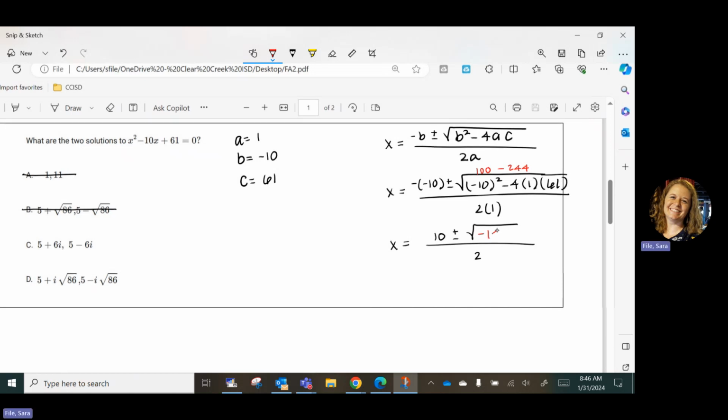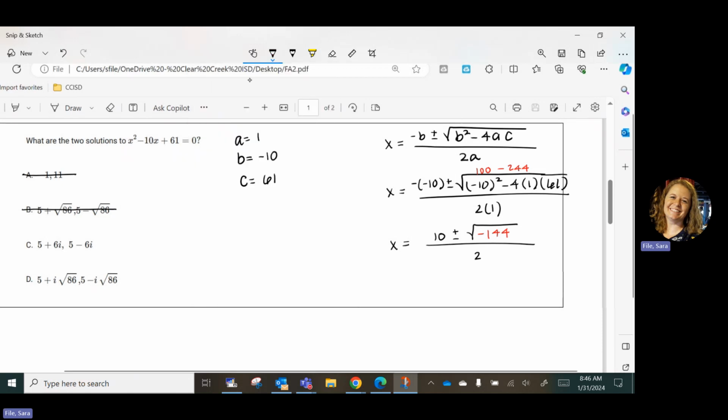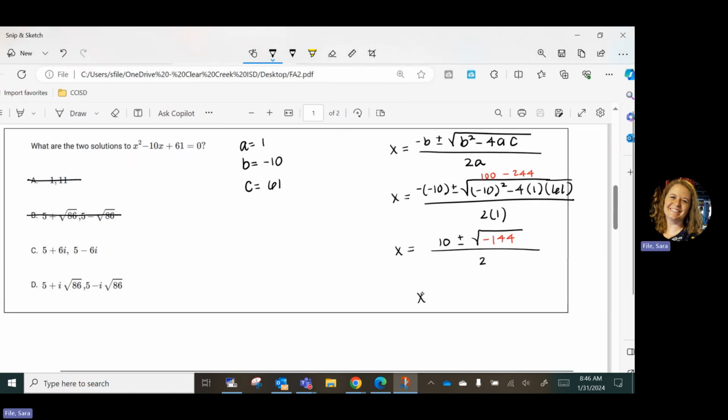Negative 144. What did we just get through talking about? With a negative under the square root, what does that mean? It's imaginary. I'm going to pull that negative out. It's going to become an i. What about the square root of 144? That's a perfect square. What is it? 12. So instead of the square root of negative 144, that's going to become 12i.